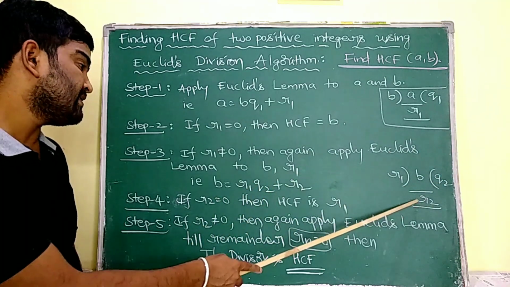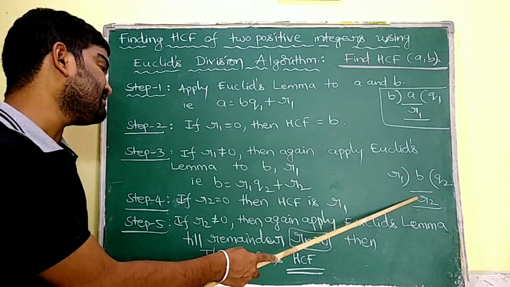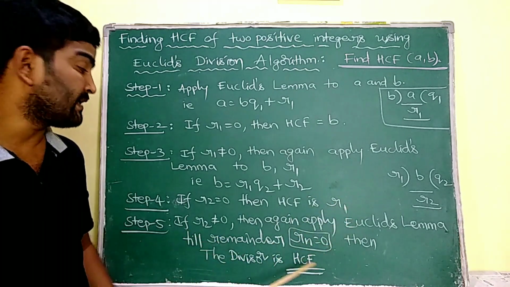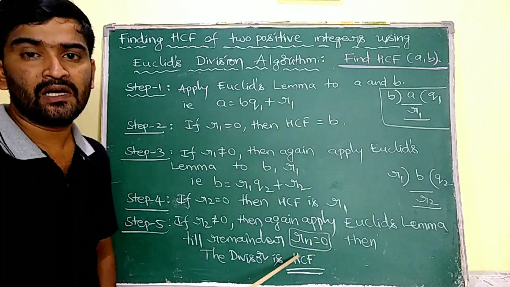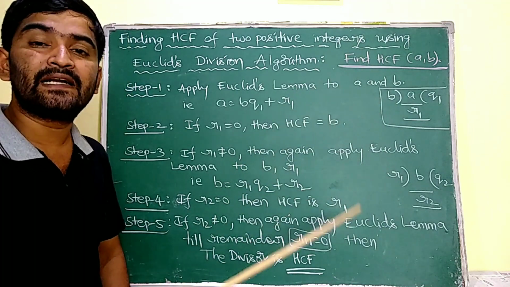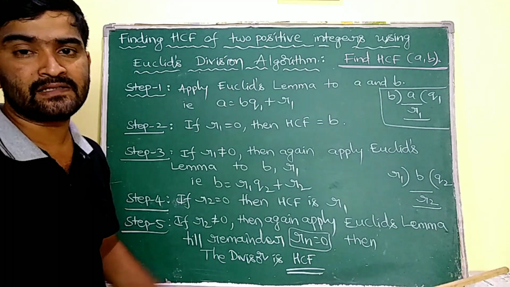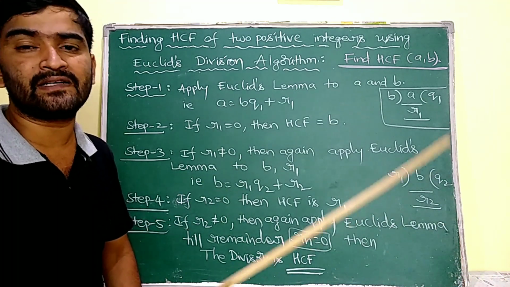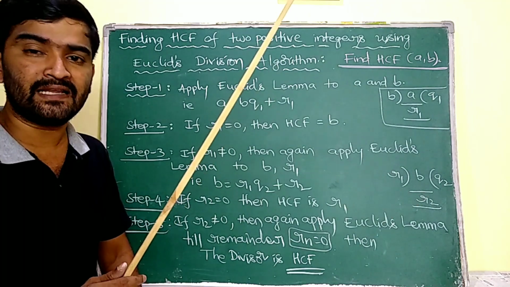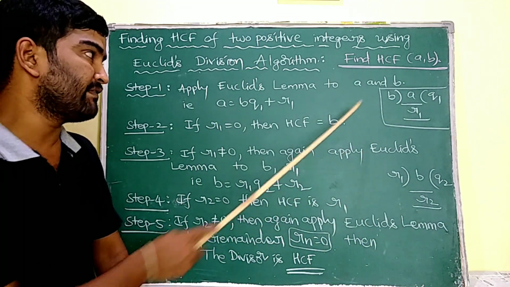Okay, if R2 is 0, then R1 is our HCF. If R2 is not 0, then I have to apply the division lemma till I obtain remainder 0. Whenever the remainder is 0, the divisor is said to be the HCF. That means in some nth step, let us suppose the divisor gives the remainder 0. Then in that particular nth case, the divisor is known as the HCF of the given numbers A and B.